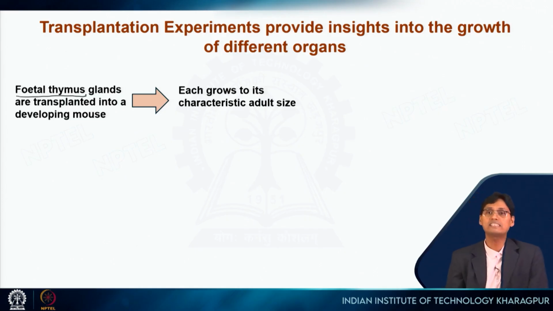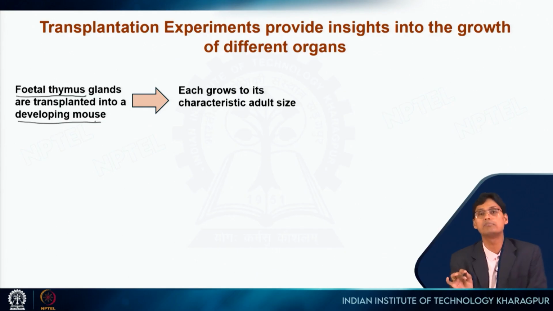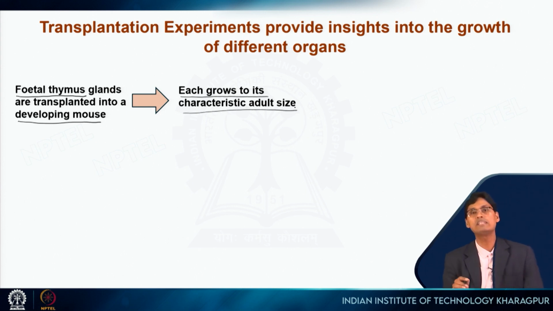Here T cells get matured. I will discuss that in detail during the immunology discussion. So when these thymus glands were transplanted into a developing mouse, what happened? Multiple thymus glands were transplanted into a developing mouse, and each of those grows to its characteristic adult size. That means when they transferred them, they saw that these thymuses grow to normal size. The multiple thymuses get developed, right?